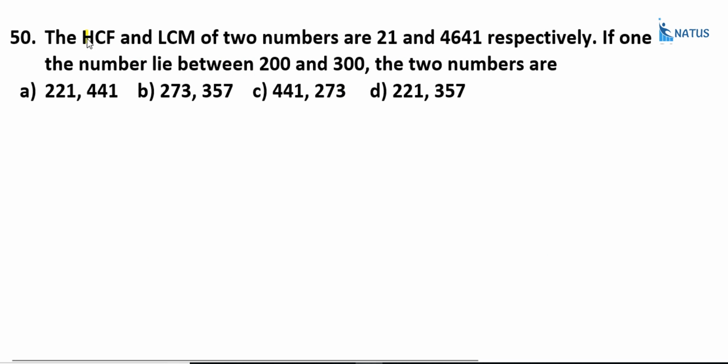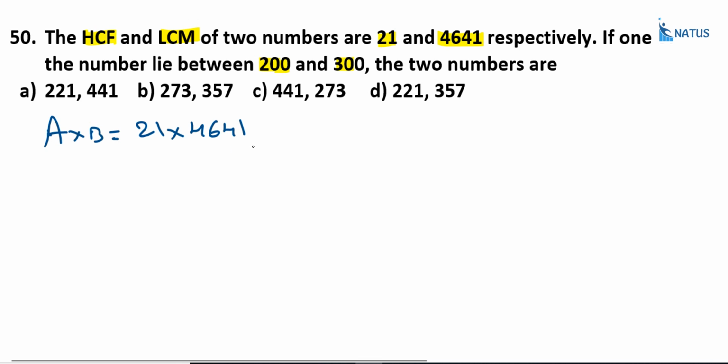Next one. The HCF and LCM of two numbers are 21 and 4641 respectively. If one of the numbers is between 200 and 300, what are the two numbers? Here the product of the two numbers A into B is equal to the product of their LCM and HCF, that is 21 into 4641. What we require is A and B, and one condition is also there: one number is lying between 200 and 300.